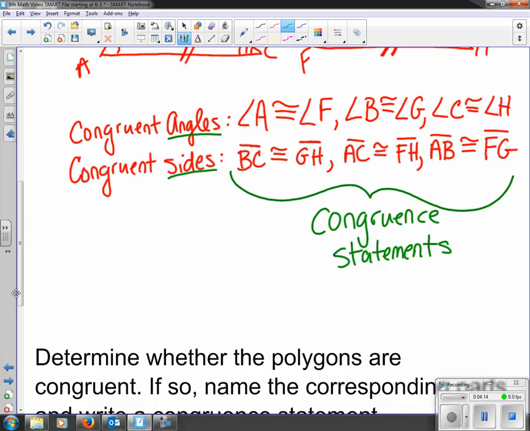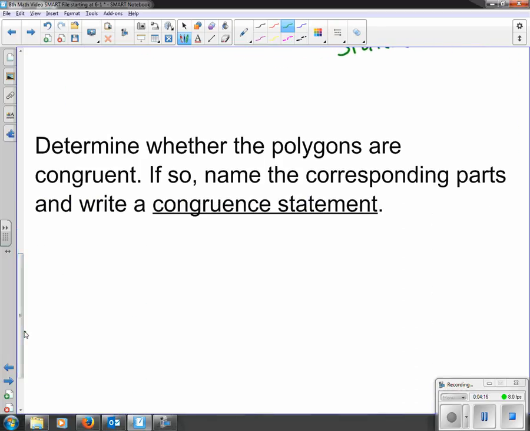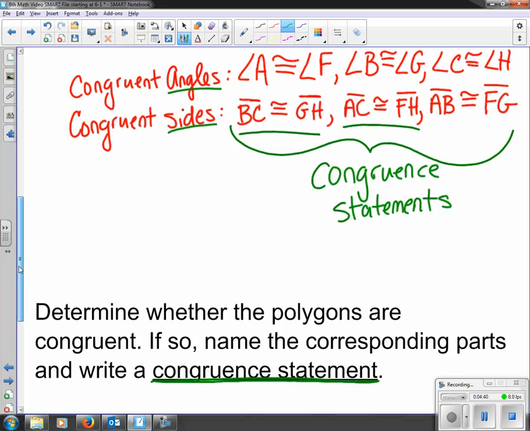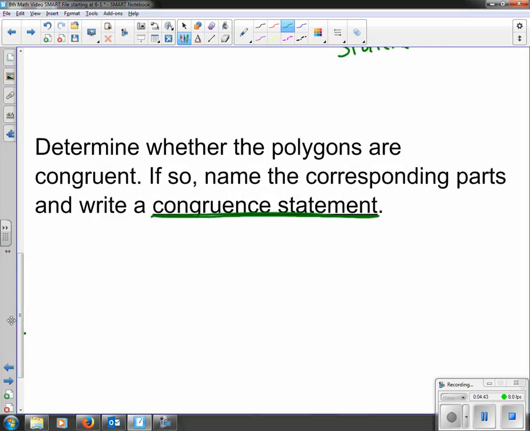Okay, let's try some problems. Determine whether the polygons are congruent. If so, name the corresponding parts and write a congruence statement. So that congruence statement is these lines right here: B, C, and G, H, and A, C, and F, H, all that. You just write a congruent statement. You only have to write one. You don't have to write everything. Just write one. So here we go.